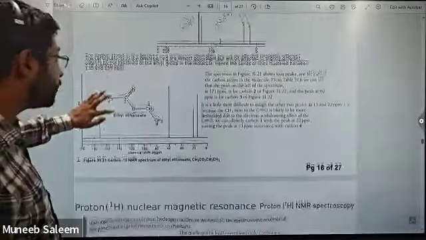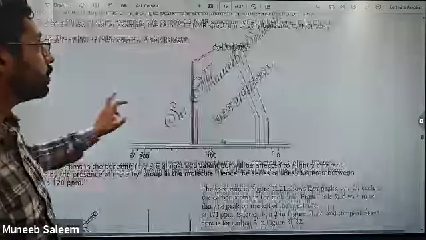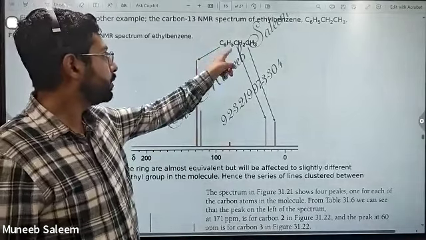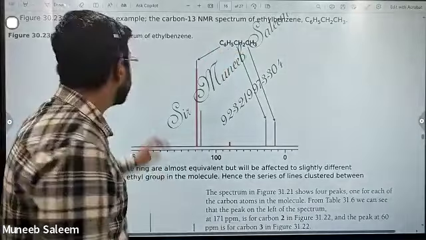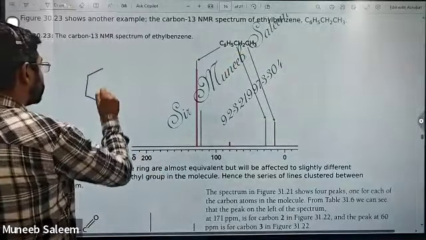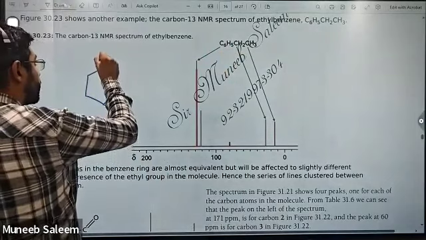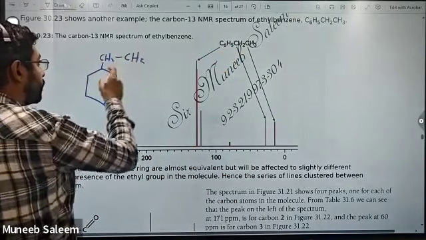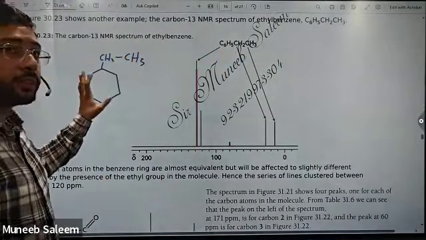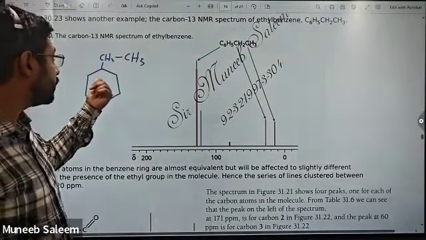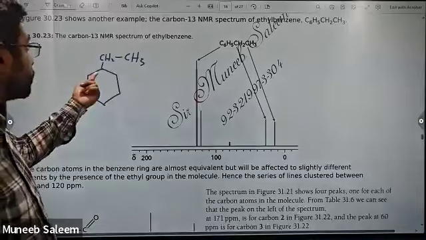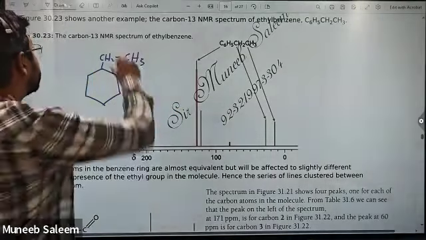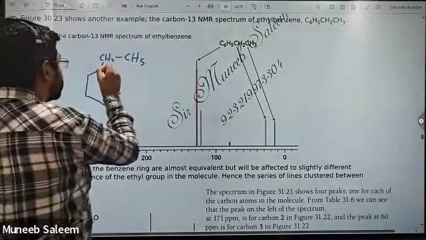Now, some more example. Over here, we have the compound C6H5CH2CH3. Now, in total, we have 6, 7, 8 carbon atoms. But out of these 8 carbon atoms, if I draw the structure of this compound given by the molecular formula, it is like this: CH2 bonded with the CH3. Now, 6 carbon atoms which are present with the benzene ring, they are all of the same chemical environment.